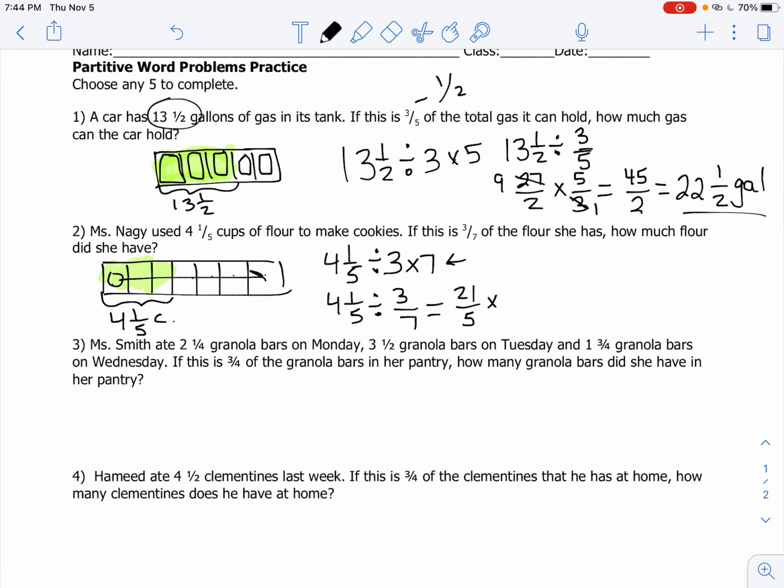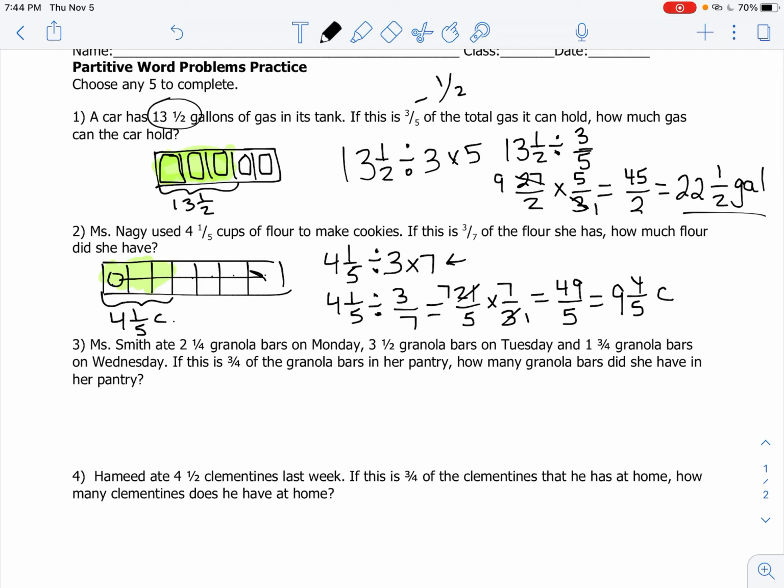And we're going to change the division to multiplication, flip the second fraction over. And I notice we can cross-reduce the 21 and the 3. Both are divisible by 3. 3 divided by 3 is 1. 21 divided by 3 is 7. So in the numerator, 7 times 7 is 49. And 5 times 1 is 5. 49 divided by 5 is 9, and we'd have 4 remainder. So we have 9 4/5 cups of flour that we started with.